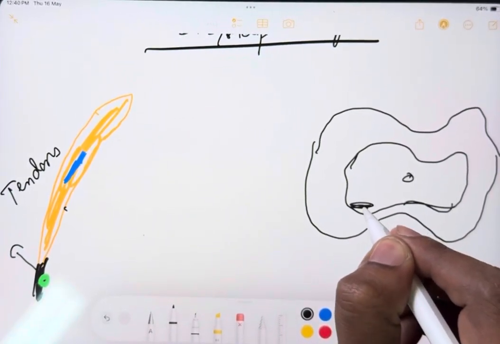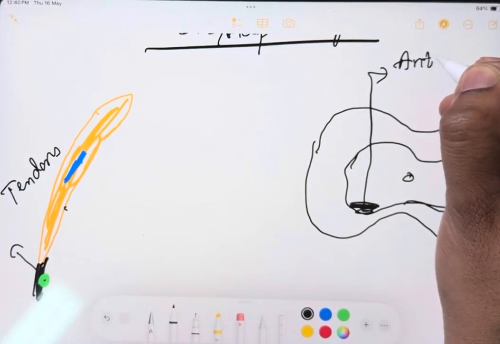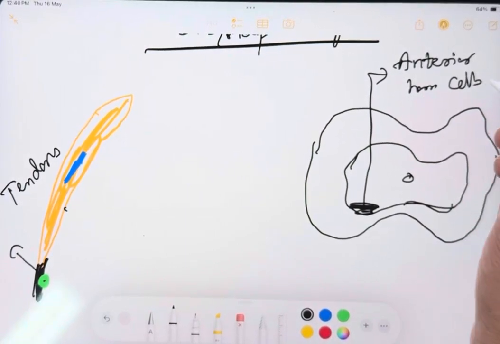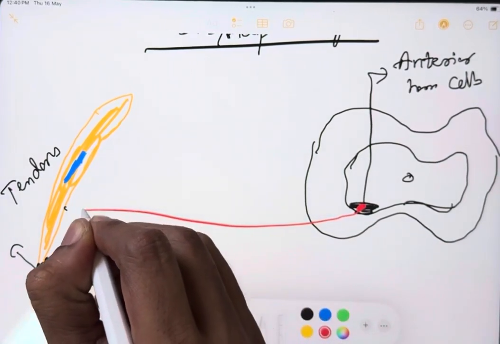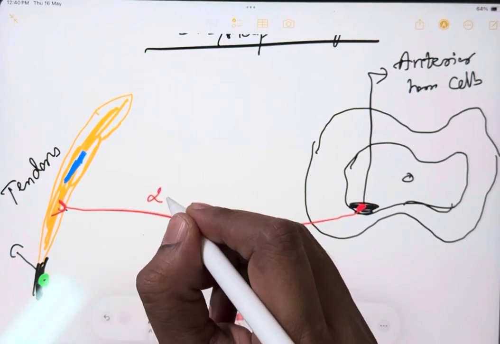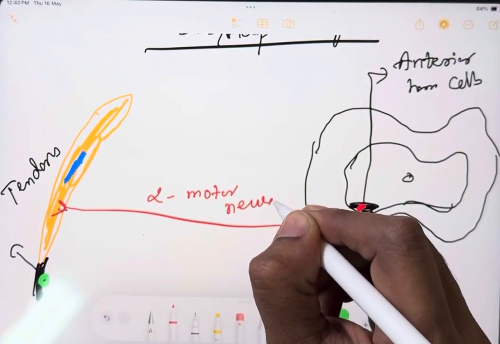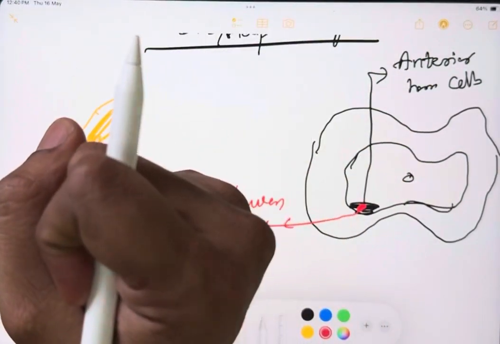Now this part which I am highlighting with the black color is the anterior part, where the anterior horn cells are present. From these anterior horn cells, the most important neuron which supplies the skeletal muscles is the alpha motor neuron. When it is stimulated, the skeletal muscles contract.